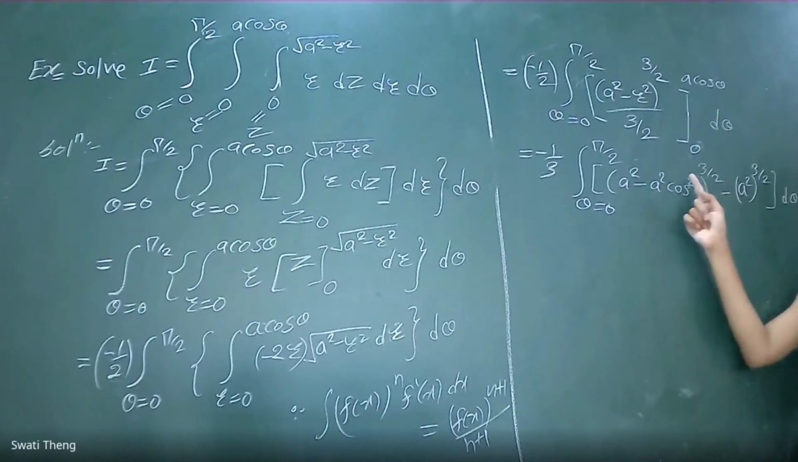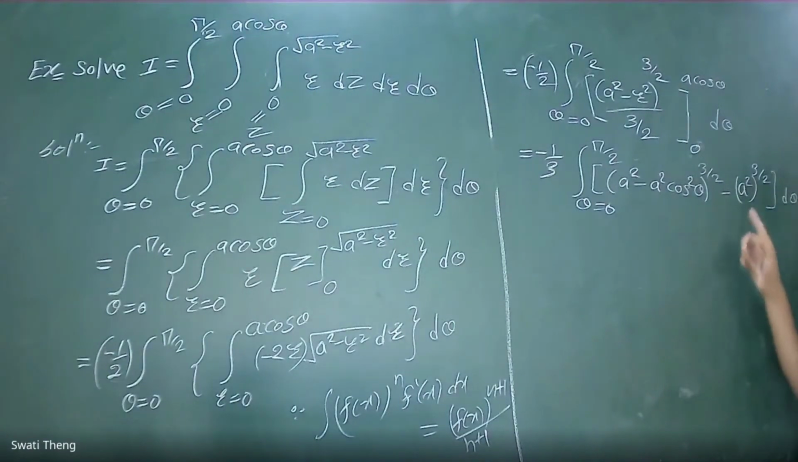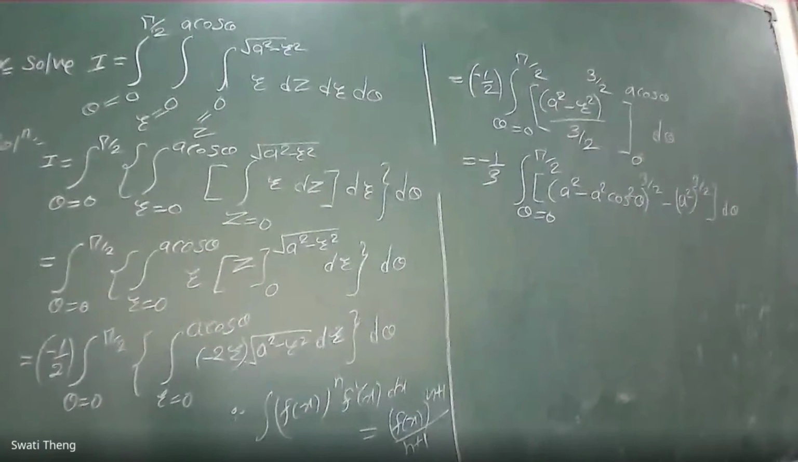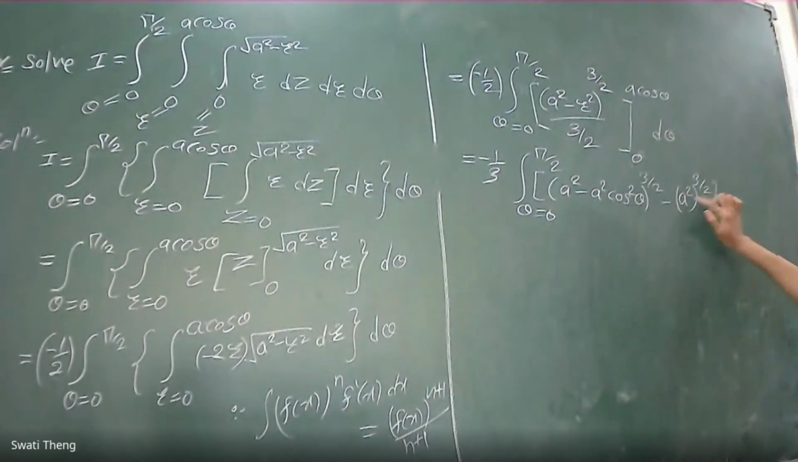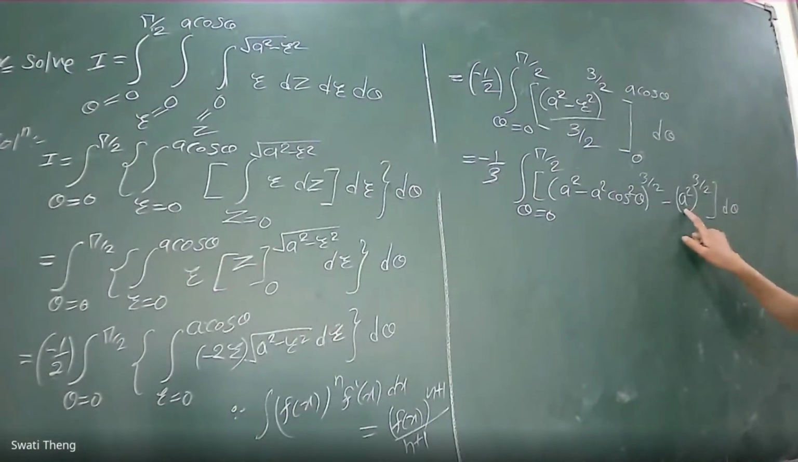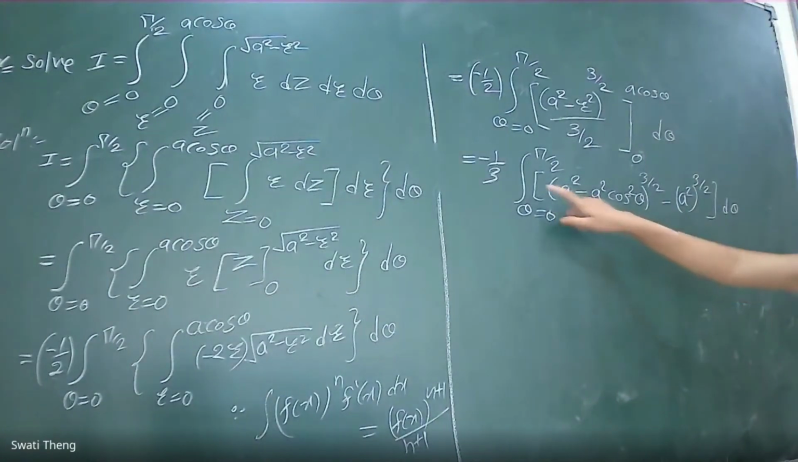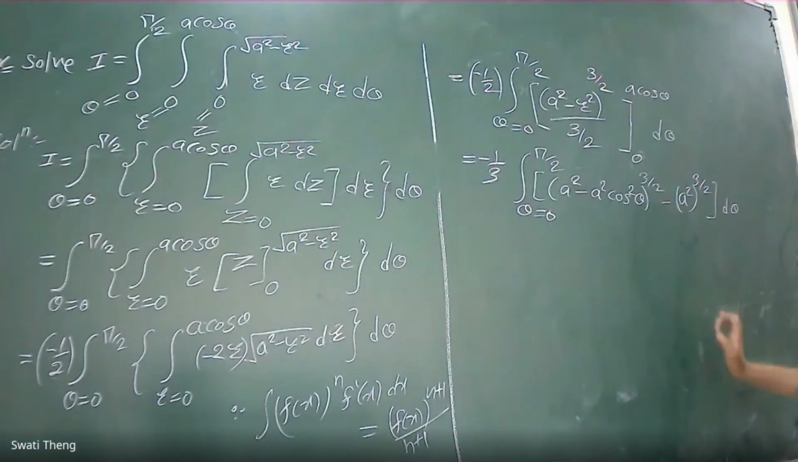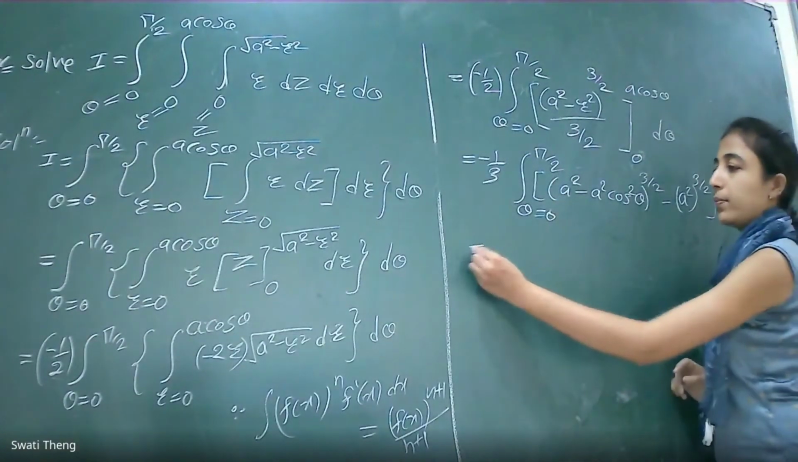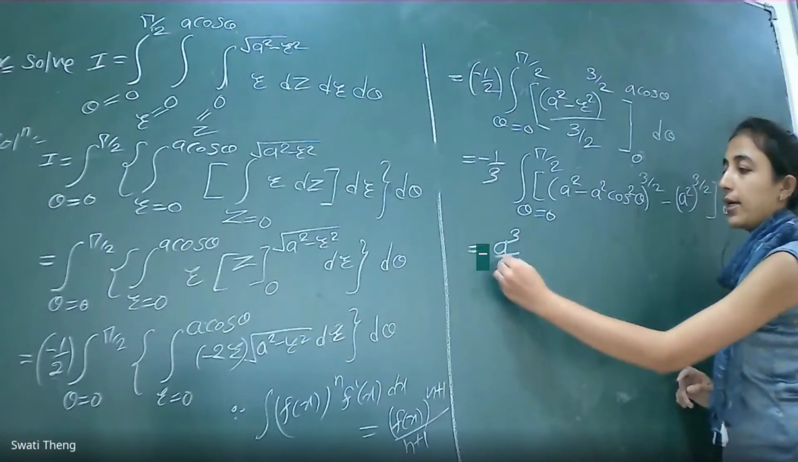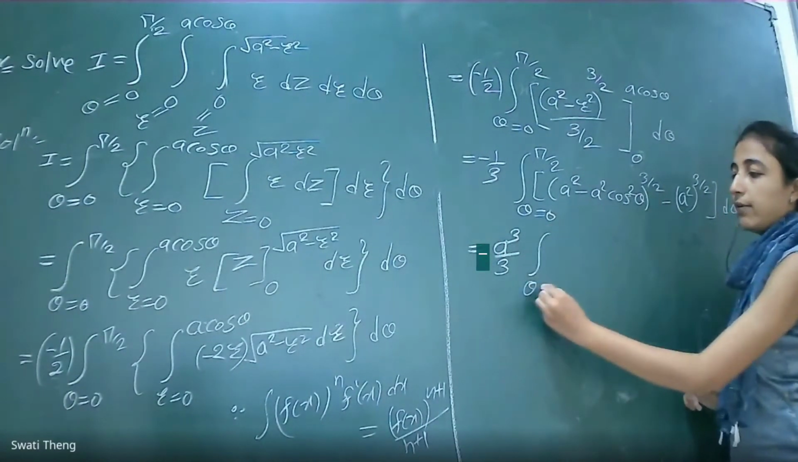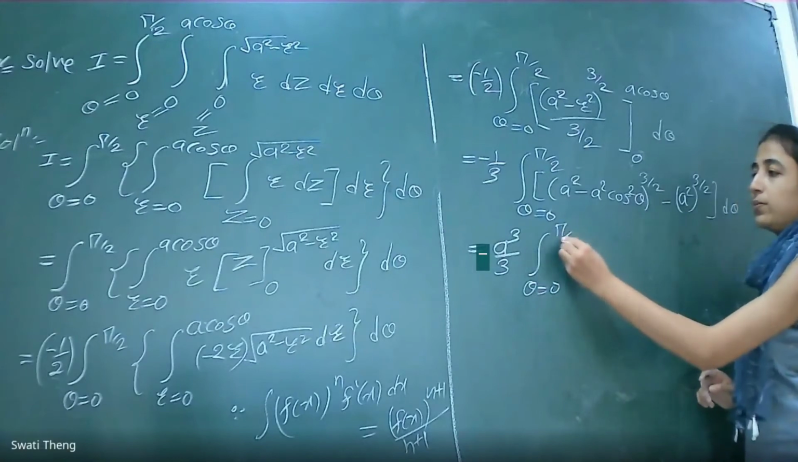So a square raised to power 3 by 2 is nothing but a cube, and here it is again a square raised to power 3 by 2. So here again 2 get cancelled, so it is a cube. So here a cube and here it is also a cube. So throughout we can take a cube common outside. So here it is a cube by 3 outside. Theta varies from 0 to pi by 2.